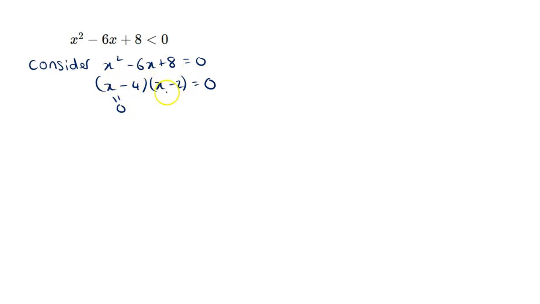Once you factorize it, you can tell that either this bracket here is equal to 0, in which case x is 4, or you have the case where the second bracket is equal to 0, and so in that situation, x is going to be 2.